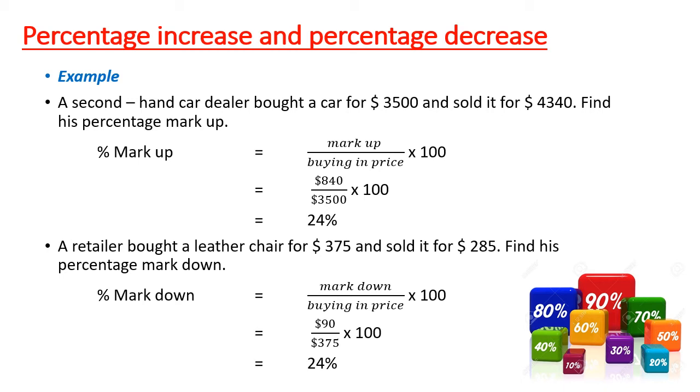$90 is the answer. Now you have to use the same equation here also. Percentage marked down equals marked down divided by buying price, multiplied by 100. Here marked down is $90. Divide it by $375. Multiply by 100. Here also the final answer comes to 24 percent.